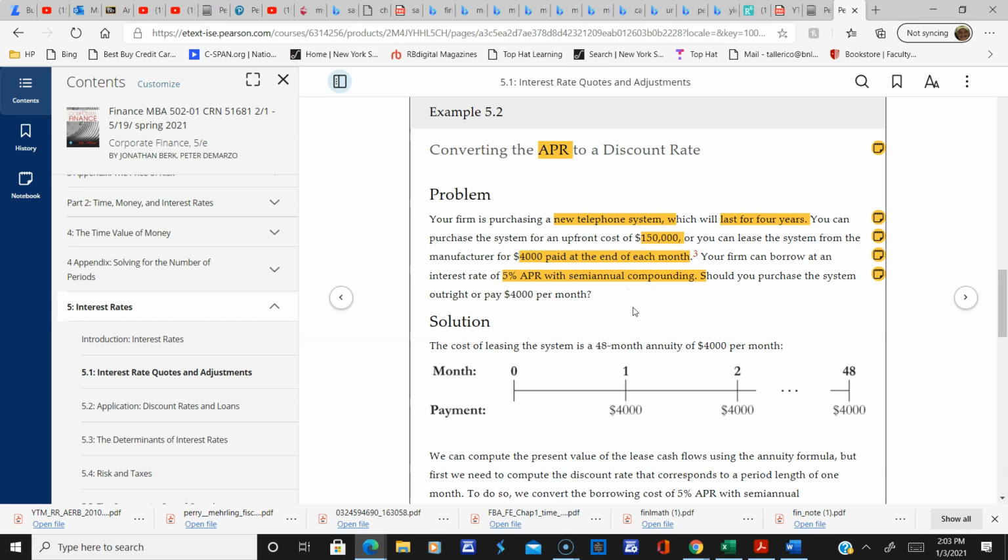Now let me just say this. I don't think this problem takes into account that if you do purchase it with $150,000 up front, they don't take into account in this example what you can do with that $150,000 as another investment tool if you decide to pay for it monthly.